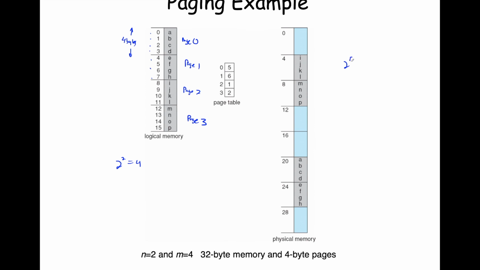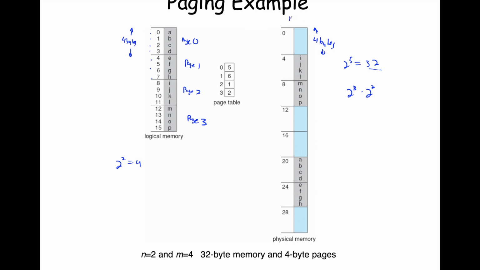2 to the 5 is equal to 32. So that means our memory is a total of 32 bytes long. And remember, we said that the page size is 4 bytes, which uses 2 bits. And if the page size uses 2 bits, that means our memory at 32 has 2 to the 3 times these 2 to the 2 size frames. So each frame is 4 bytes.